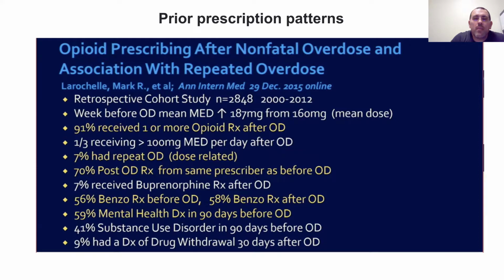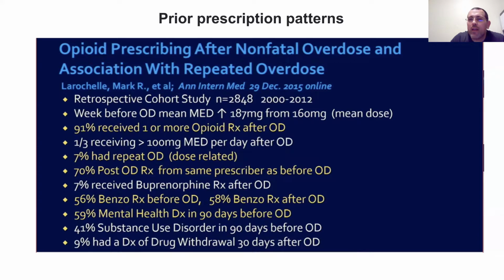This is important to kind of maybe make all of us that treat chronic pain patients a little humble. This was a paper here that looked at opioid prescribing after non-fatal overdose and association with repeated overdose. This was a retrospective cohort study of almost 3,000 patients. And they showed here that 1 week before the overdose, their morphine equivalent dose had increased. And then 91% received one or more opioid prescription after their overdose.